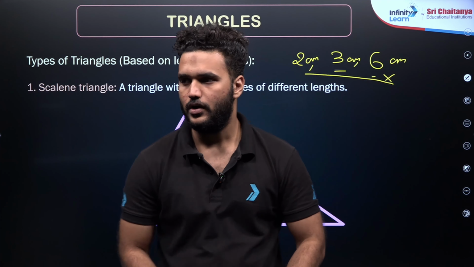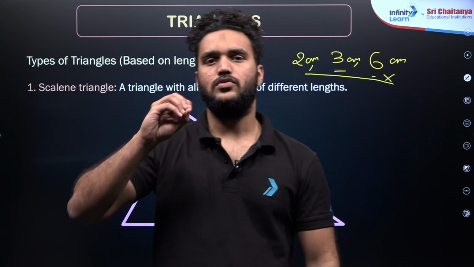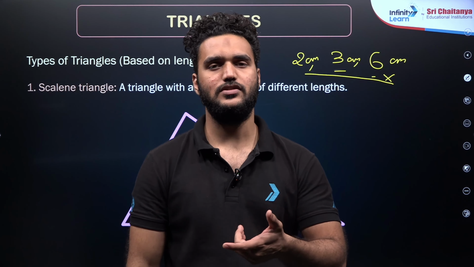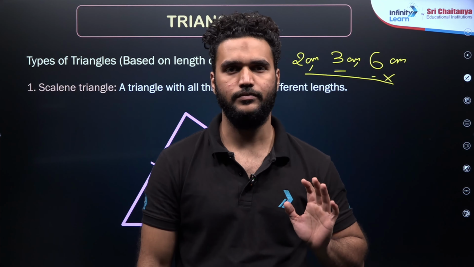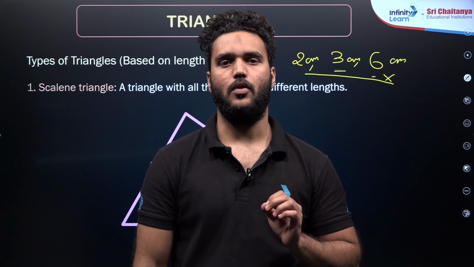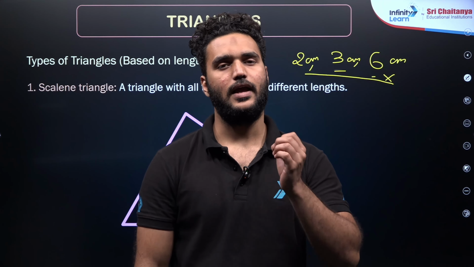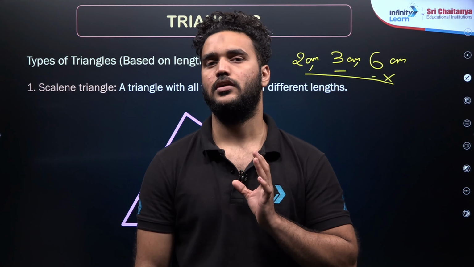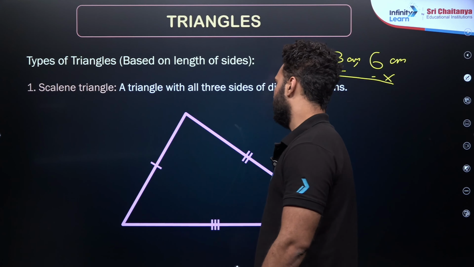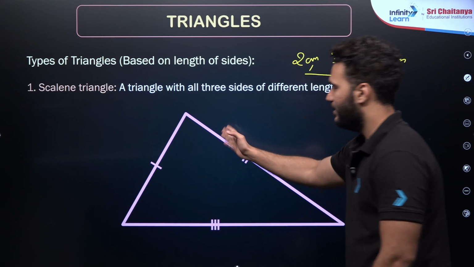There is a rule. So what is the triangle inequality? Choose any two lines, the sum of these two lines should be greater than the third one. And it should apply for every possible combination. It should be satisfied by every possible combination, otherwise you cannot make a triangle. Okay, now let's talk about this. What kind of triangle is this? Sir, all the sides are different.